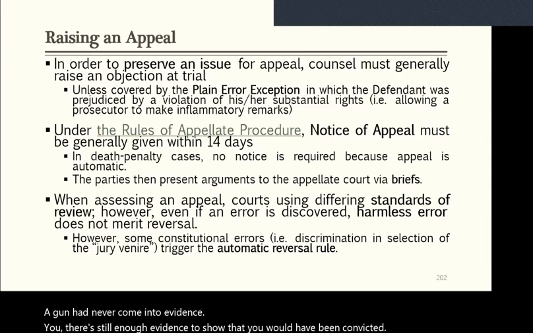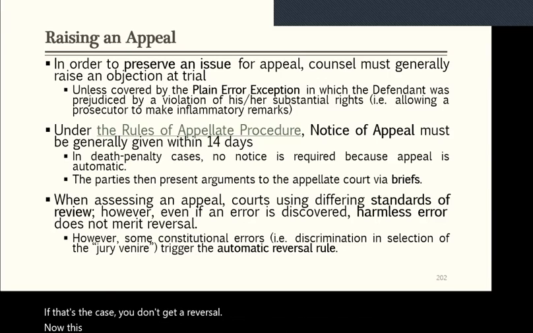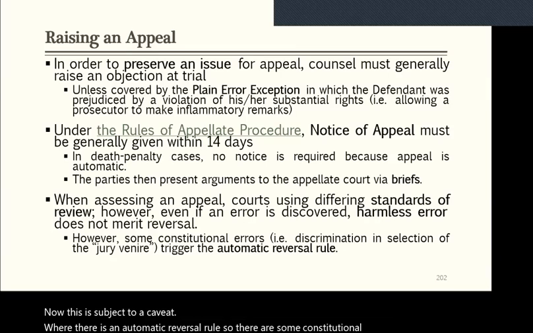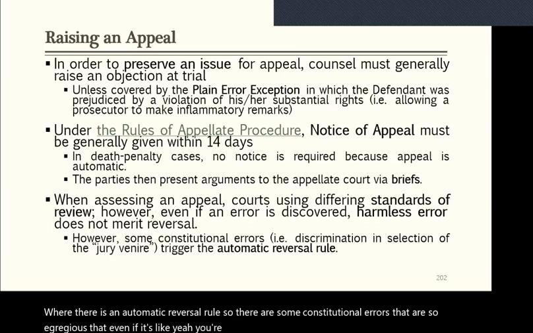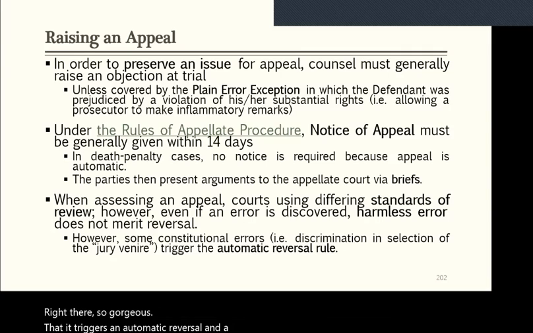If that's the case, you don't get a reversal, right? Now, this is subject to a caveat where there is an automatic reversal rule. There are some constitutional errors that are so egregious that even if you're unquestionably guilty, they trigger an automatic reversal and a new trial, right? So this may include something like discrimination in the selection of the jury venire, right?